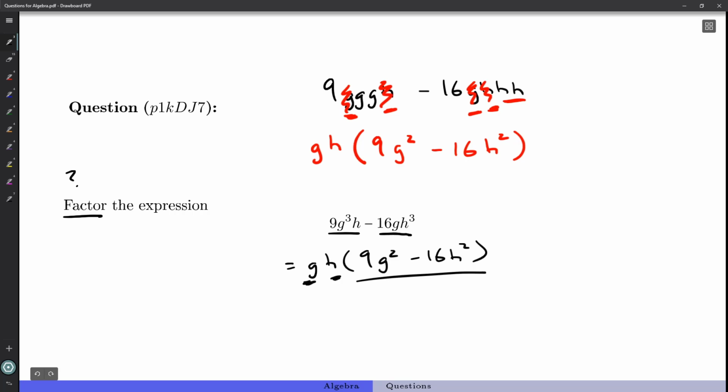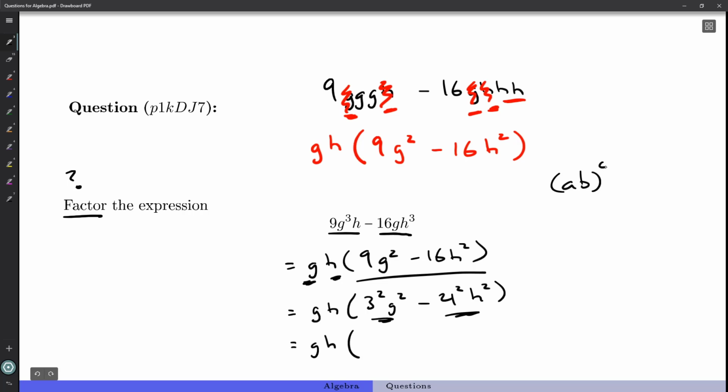Can I factor it any more? Well, we've actually run into something like this before. I might notice that 9 and 16 aren't just your average numbers. 9 is 3 squared. 16 is 4 squared. I've got a bunch of squares lying around. And we know, we've seen this, we know our exponent rules.